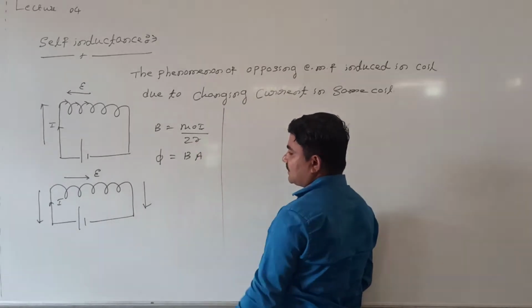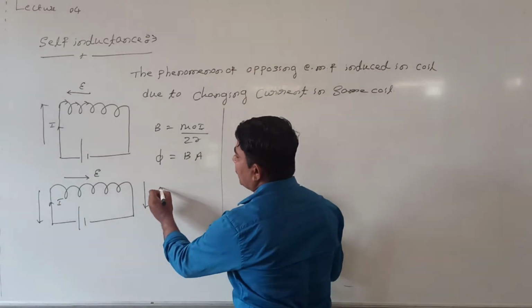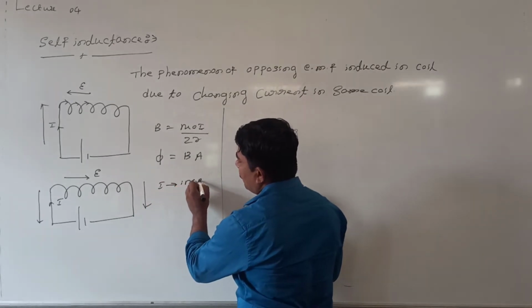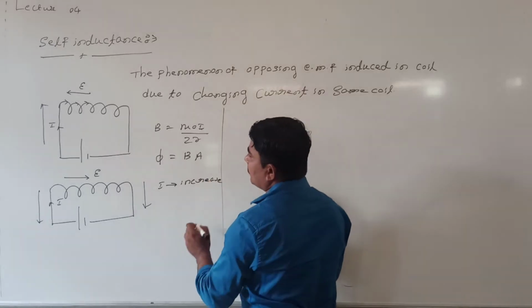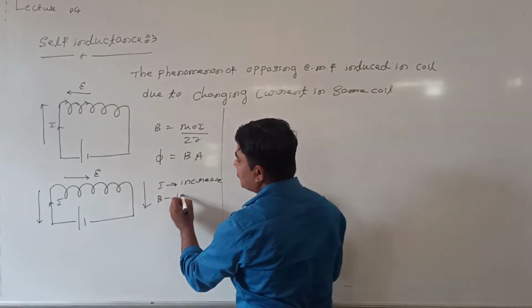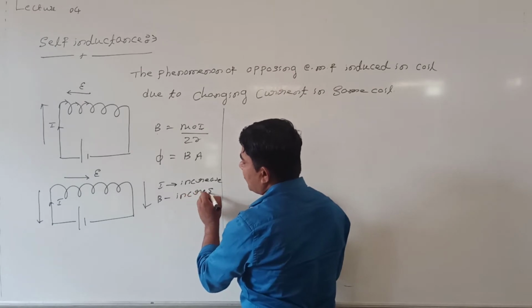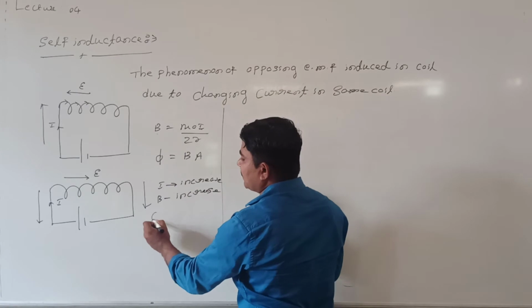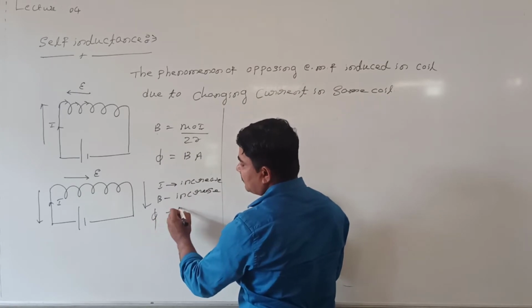So from this, what can you take? Wherever current increases, I increases. Wherever current increases, what will change? The magnetic field will change; the magnetic field increases. Due to the increase in magnetic field, what about magnetic flux? Magnetic flux also increases.